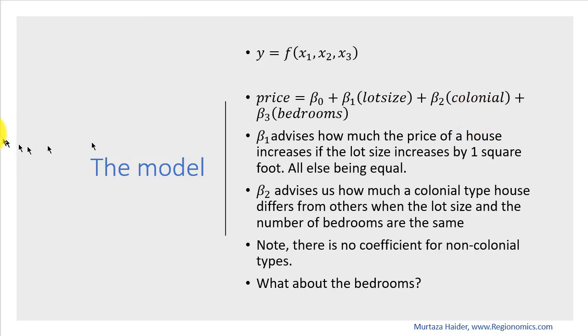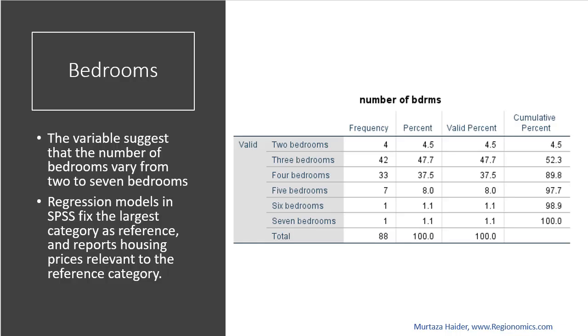Now, what about the bedrooms? Bedrooms could be tricky. If you look at the number of bedrooms in the data set, you would see that the minimum number of bedrooms is 2 and the maximum is 7, and the number of homes with 6 or 7 bedrooms are just 2, 1 each. So we may want to exclude those from the analysis, and we'll get back to it later.